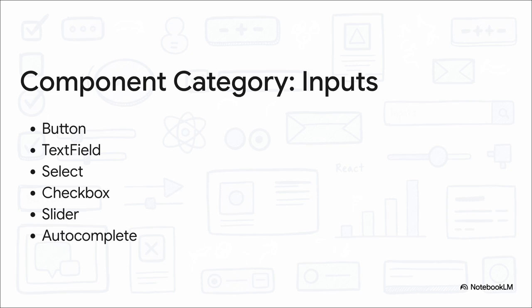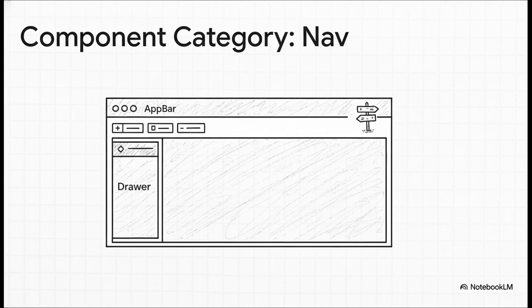Next up, navigation. So how do your users get around? Well, MUI has you covered with components like the app bar, that's your classic top navigation bar, the drawer for those slide-out side menus, and tabs for organizing content. These are basically the signposts for your entire application.